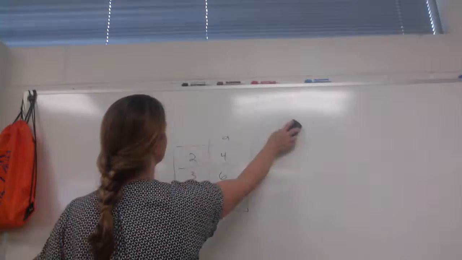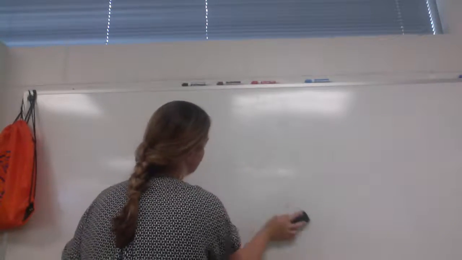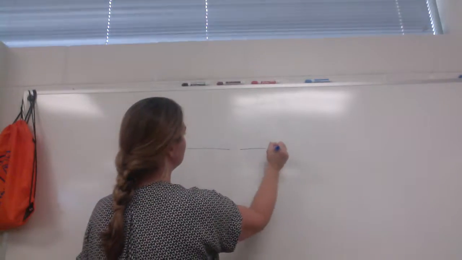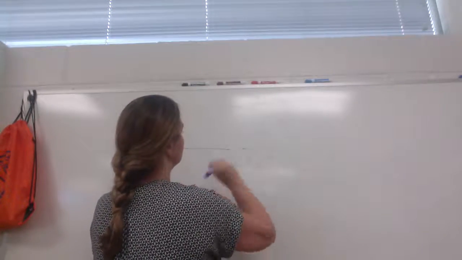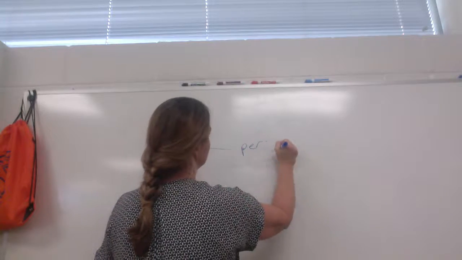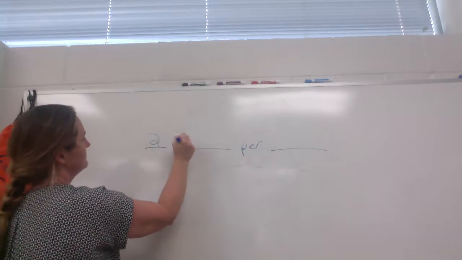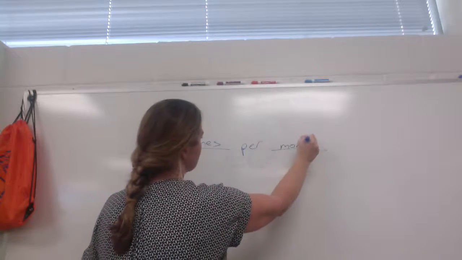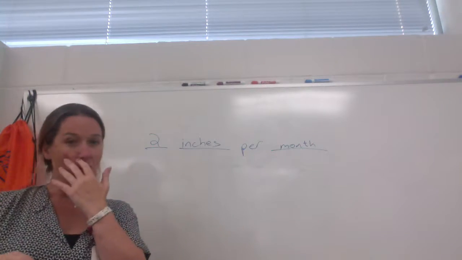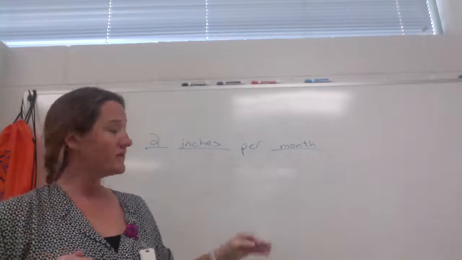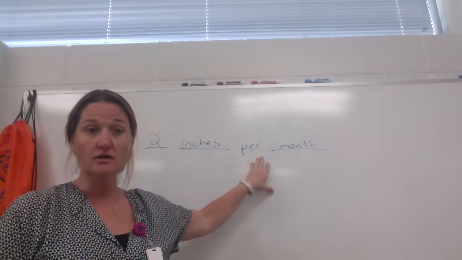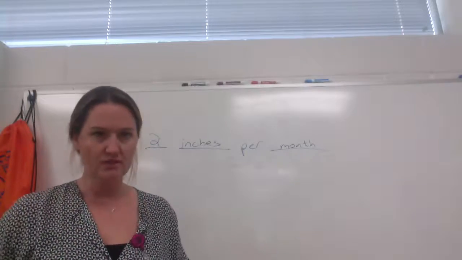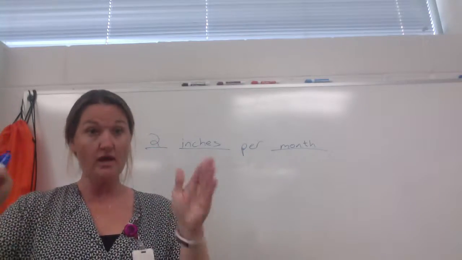Now, how would we write it? Mary gets 2 inches cut every month. So that is per: 2 inches per month. There's a little clue in the vocabulary to see if it's constant, because it'll say every month, each month. It's the same thing every month.